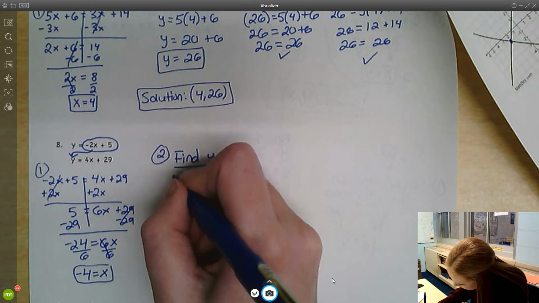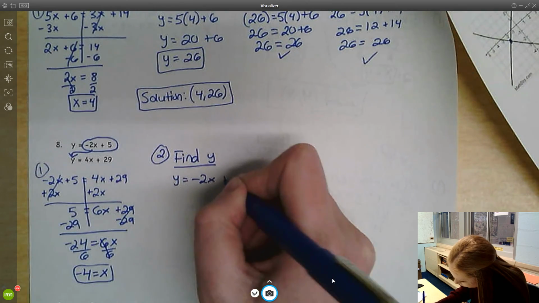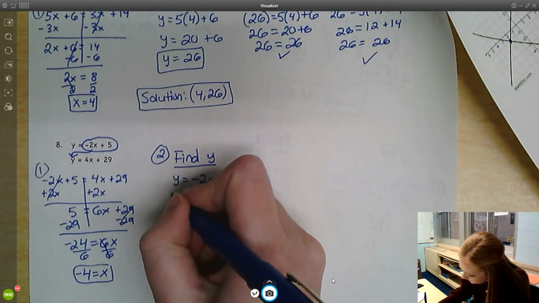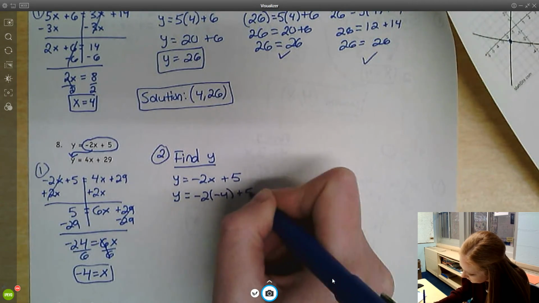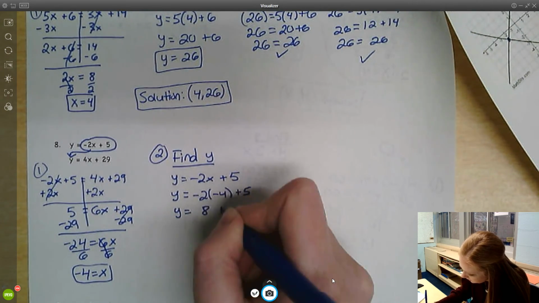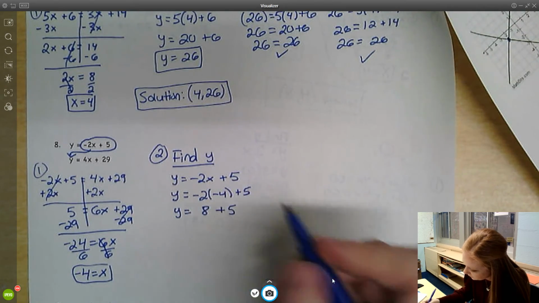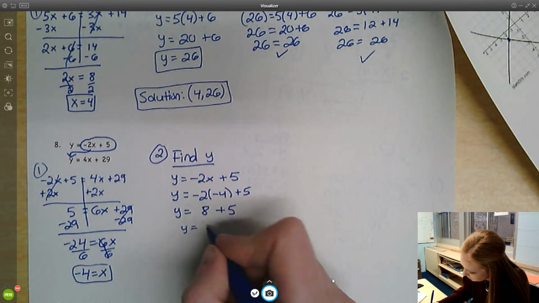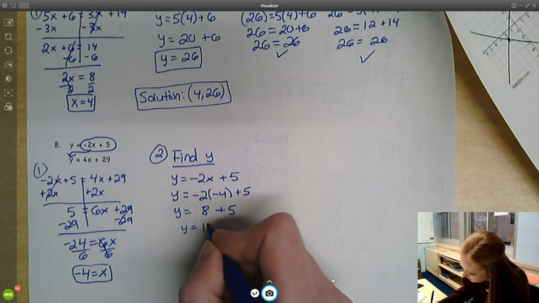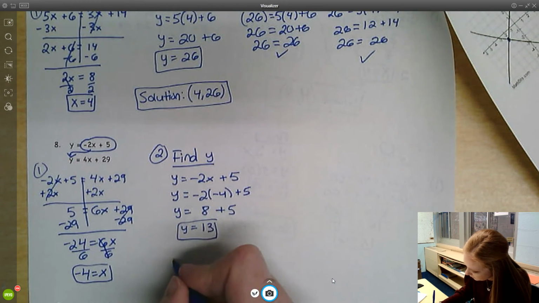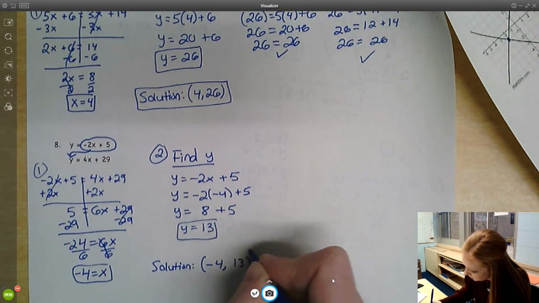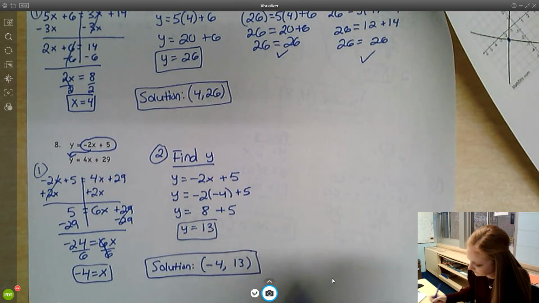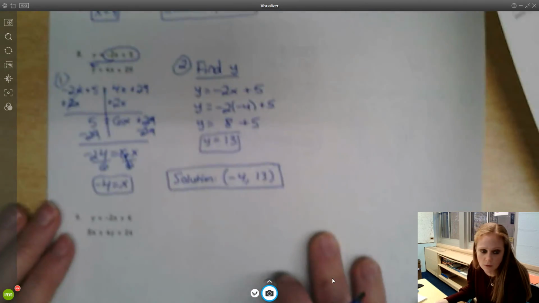Rewrite one of the equations. I'm just going to pick the first one. If you don't like negatives, feel free to pick the second one. We know x is negative 4, so we can plug that in. Negative 2 times negative 4 is positive 8, and 8 plus 5 is 13. So that means our solution is negative 4, comma 13, because we do x, comma y. All right, great. And our last one for today.